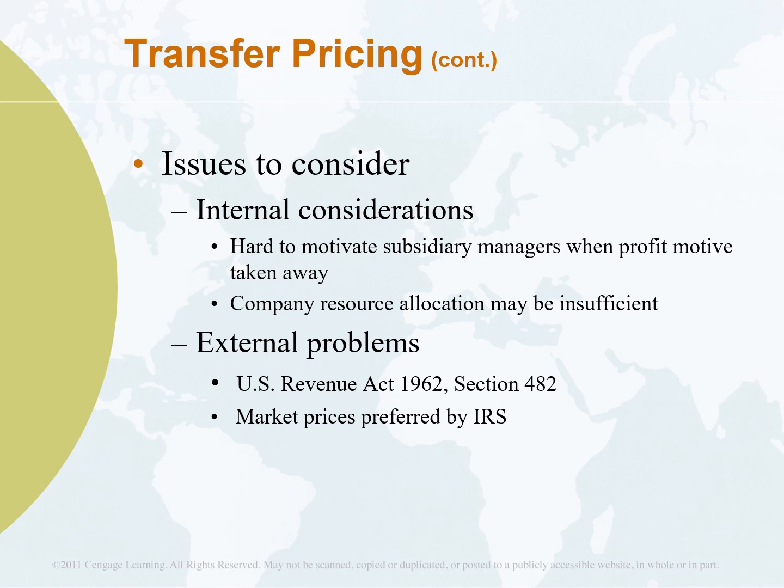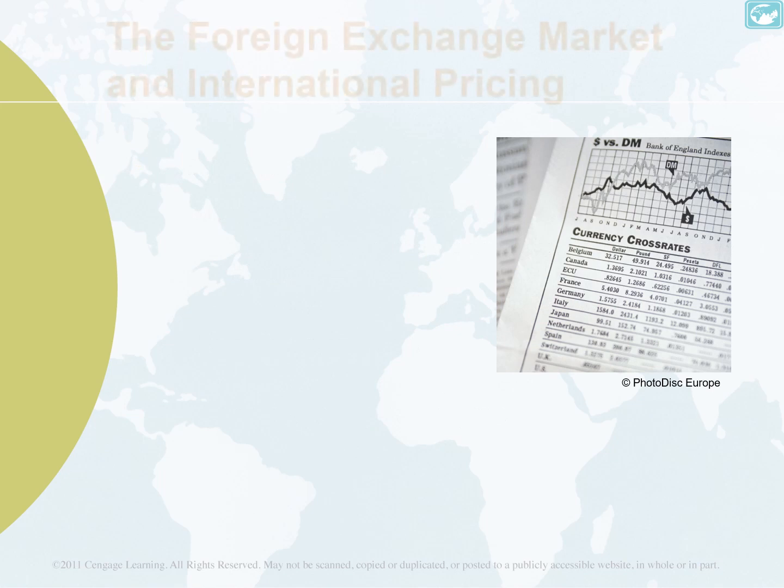Externally, there could be a problem here with the U.S. government or IRS. The U.S. Revenue Act of 1962, Section 482, stipulates that, and the IRS also looks at that. They want to look at market price. That's preferred by the IRS, so that a company is less likely to dodge its tax obligations.